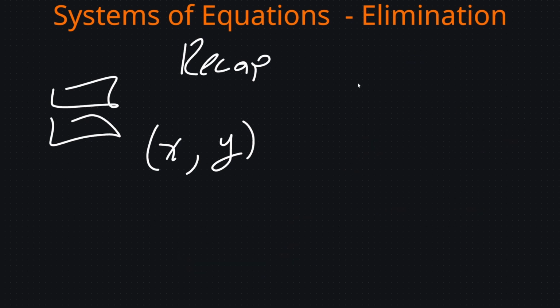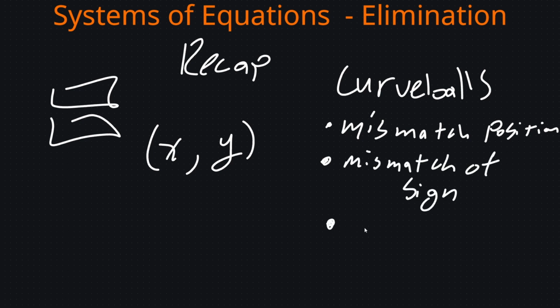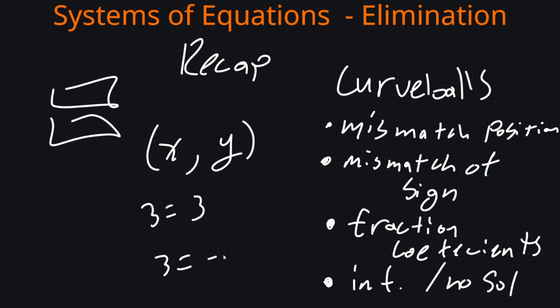Some curveballs they can throw at you in this process include mismatched x and y, which forces you to rearrange your x and y values, a mismatch of signing, which requires you to throw a negative on one of the equations. They could throw in some fractions at you to scare you, in which case you can just multiply by the denominator to get rid of them. And lastly, you can end up with either an infinite solution or a no solution. And this is going to come from either getting an equation that is always true, 3 equaling 3 for an infinite solution, or an equation that is never true, 3 equaling -5 for a no solution. And with that, you're fully prepared to tackle any elimination problem.